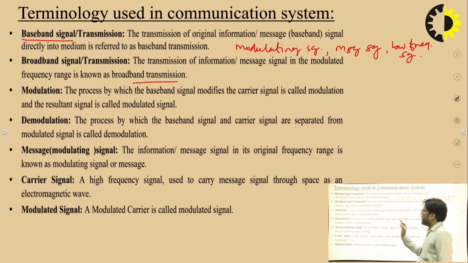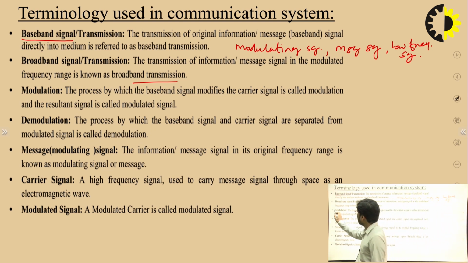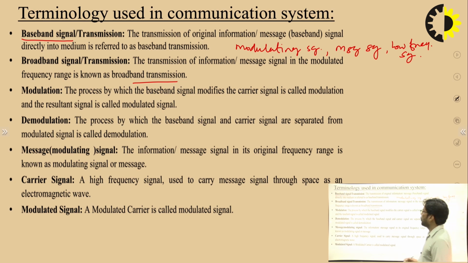So modulation, as I already discussed in the previous slide, is the process which modifies the carrier signal according to the modulating signal, right? So this is the process of modulation. Demodulation is the complementary process of modulation, the process by which the baseband signal and carrier signal are separated from the modulated signal, as I told you earlier.